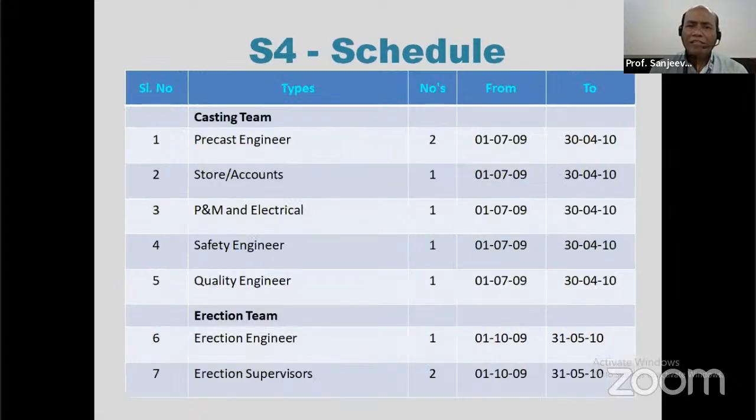The S4 schedule consisted of the manpower deployment for this job. The precast engineer was deployed from 1st of July 2009 to 30th of April 2010. Similarly, the store accounts the start date and completion date of the deployment of manpower. PNM electrical was there, a safety engineer was there, and a quality engineer was deployed. The erection team consisted of 1 erection engineer and 2 erection supervisors deployed for this work.